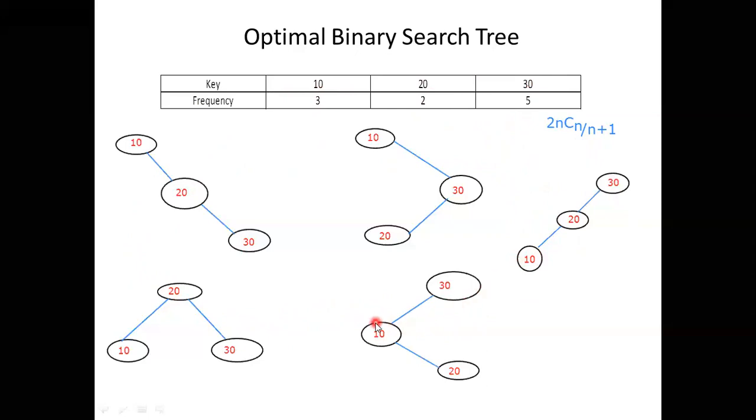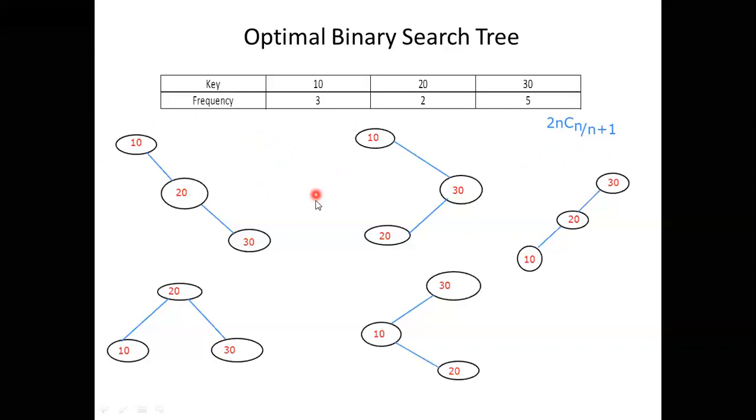What is the definition of a binary search tree? If 20 is the root, the left child should have a smaller value compared with 20, and the right child should have a larger value compared with 20. In very simple terms, the left child should have a smaller value and the right child a larger value compared with the parent. That is called a binary search tree. Like this, how many binary search trees can be generated with the help of these 3 keys? The formula is 2n C n divided by n plus 1.